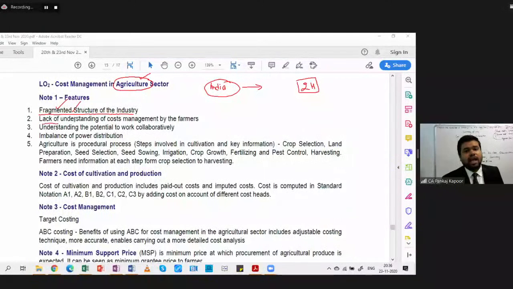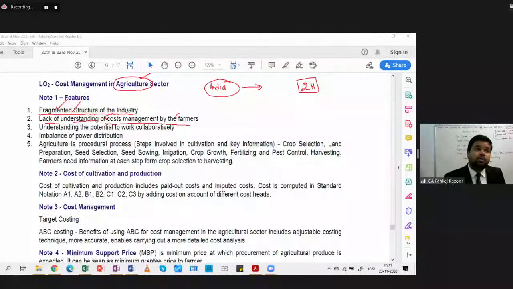Moving further, lack of understanding of cost management by the farmer. Although our country's farmers are well resourced, not only from the perspective of money, I'm saying this, but from the perspective of having reasonable knowledge of life and what they are doing. They are very knowledgeable about the things they are doing, how they are producing, how they are cultivating. But obviously, they don't know much about cost management.